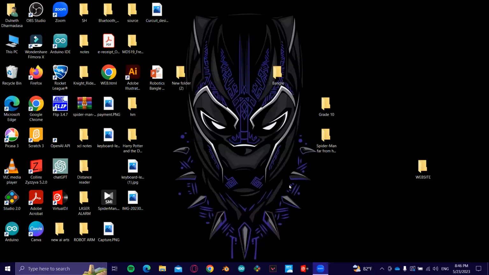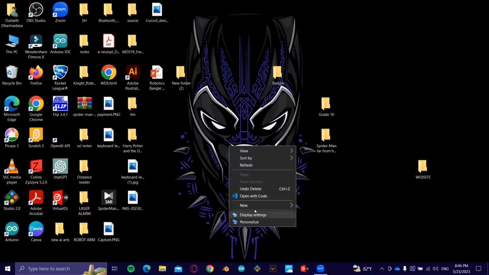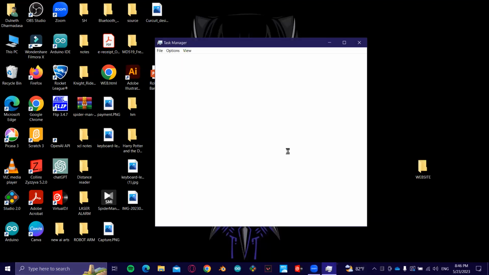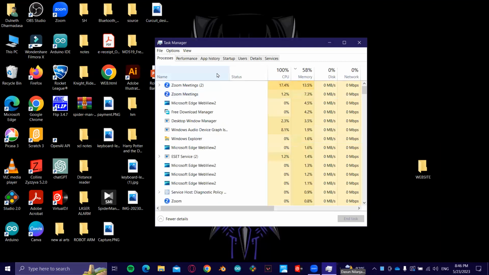Yes, please share. I couldn't see, it flashed and went. Okay, right click on your taskbar, the taskbar at the bottom. You can right click there, then go to the task manager, then go to the performance tab.